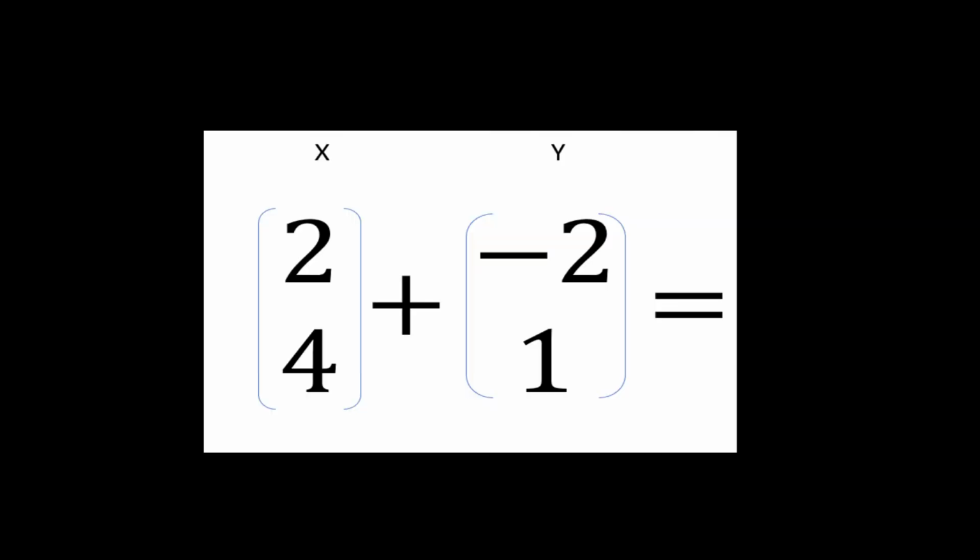We're going to start on subtraction of matrices. We have, let me say, matrix X and matrix Y. Matrix X is equal to 2, 4, and matrix Y is equal to negative 2, 1. So the question is, find X minus Y. Here, this 2 corresponds to negative 2 in matrix Y.